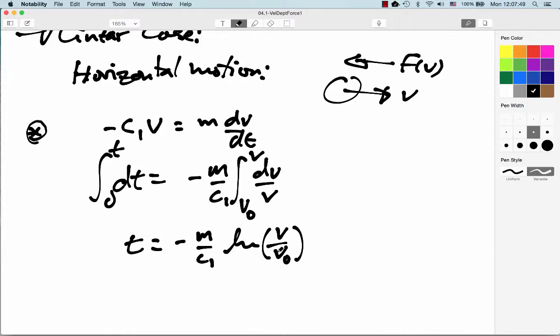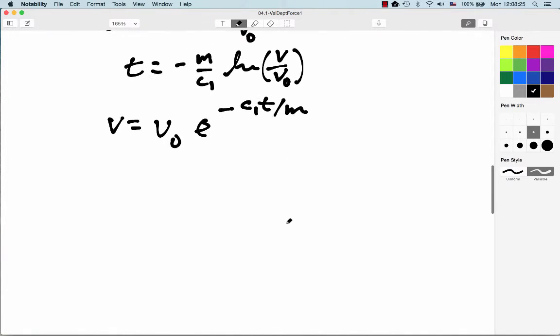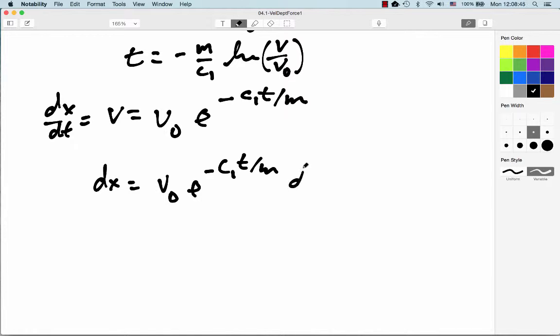Now, that is a solution. Usually we're more interested in the motion variables, so we've got to get the velocity disentangled out from that. So we'll have to take some antilogs to make that happen. And when we do, we will get v equals v0 times e to the minus c1t over m. Okay, now if we want to get the position as a function of time, we can go ahead and realize that v is dx dt. And so we can say dx equals v0 e to the minus c1 t over m dt.